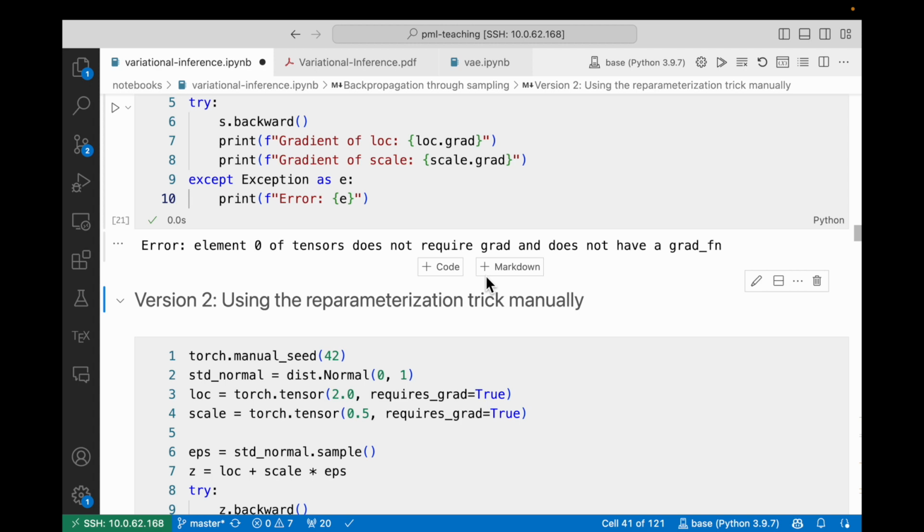Just one second, I want everyone to complete. So Tash has given you a hint. loc.grad should be del z by del loc, and scale.grad would be del z by del scale. Okay, so what is loc.grad? 1. Irrespective of the value of the location, you'll always get a 1, right? What is scale.grad?